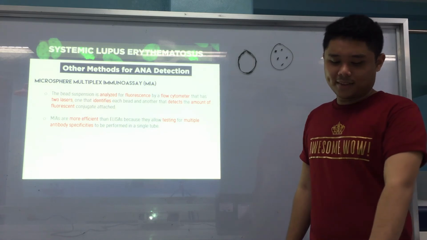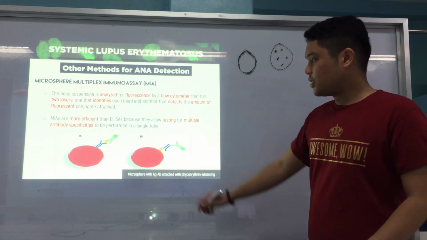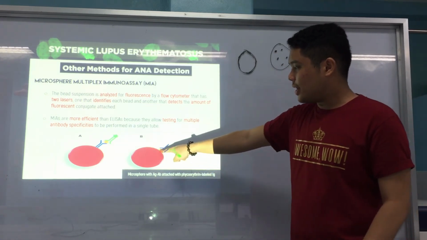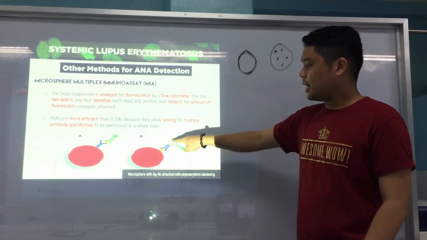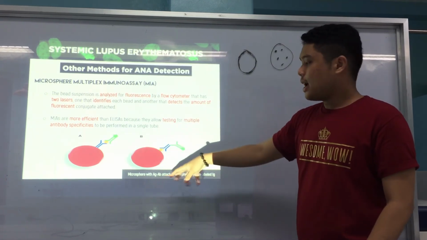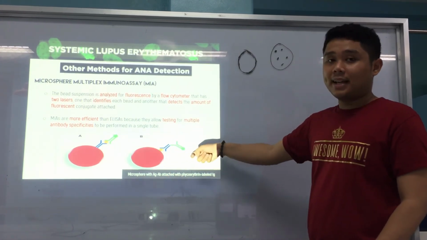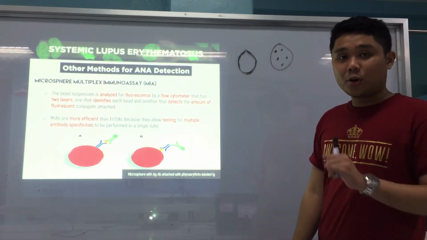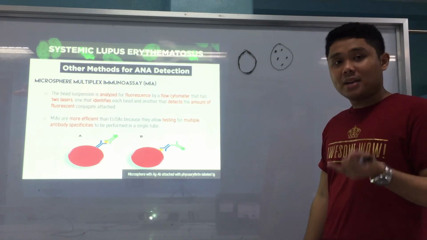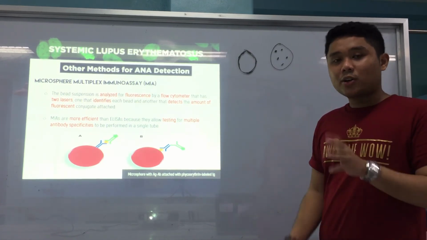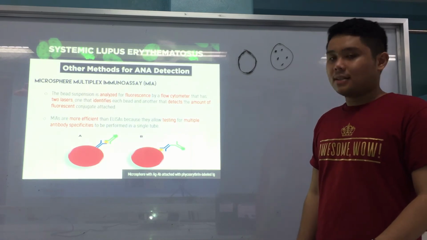So it's very cost effective. Okay, so here's an example. This is your microsphere, alright? And this is your antigen, this one, right? Nuclear antigen. This is the antibody found in your serum, and then of course you attach the fluorescent label, alright? And then you examine it by flow cytometer, analyze for fluorescence, you identify the bead, and you also detect the amount of fluorescence emitted. Alright? That's Microsphere multiplex immunoassay or MIA.